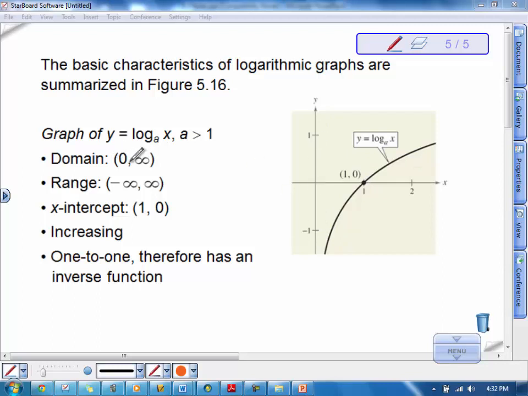So the domain and range are switched between exponential and logarithmic functions. The domain of an exponential function is always negative infinity to infinity, right? Because an exponential function looks like this. You have any x value for a domain. The range is always going to be 0 to positive infinity. As you can see, these two are switched because they're inverses. The x-intercept is at 1, 0, like we said, and it's always increasing. It's one-to-one, and therefore it does have an inverse function, which is the exponential function.